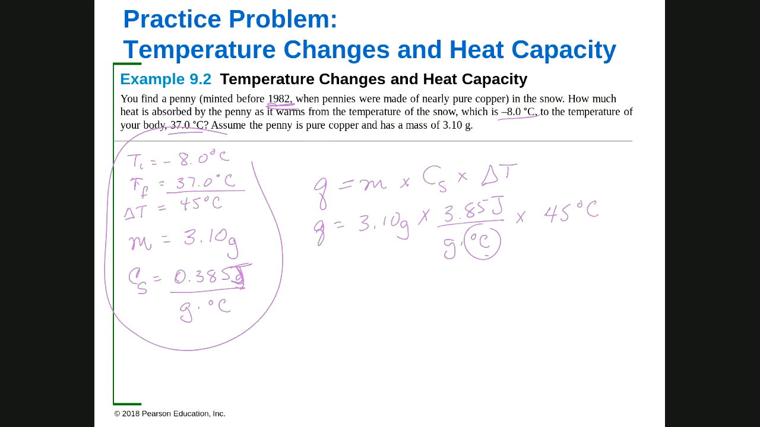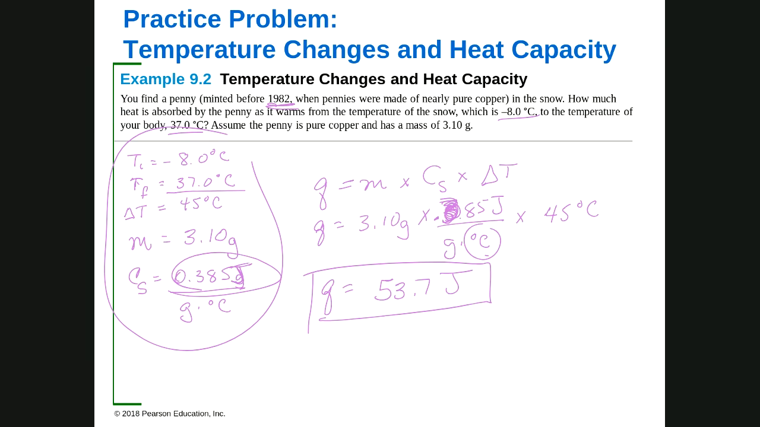And then all I have to do is the math for that. Why is it 3.85? I'm sorry, 0.385, whatever this number was. And so it's going to be 53.7 joules. So those are pretty easy. You just figure out what your quantities are, and then you just plug them in.